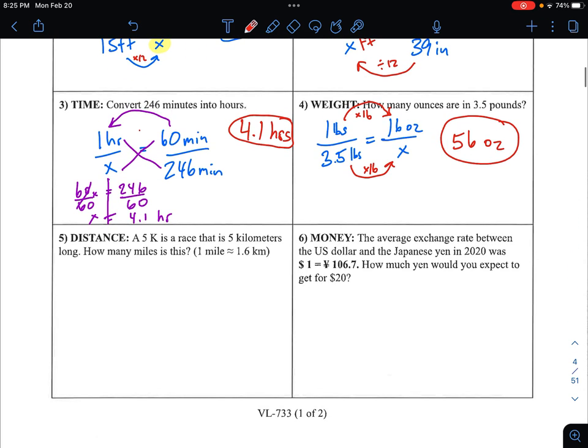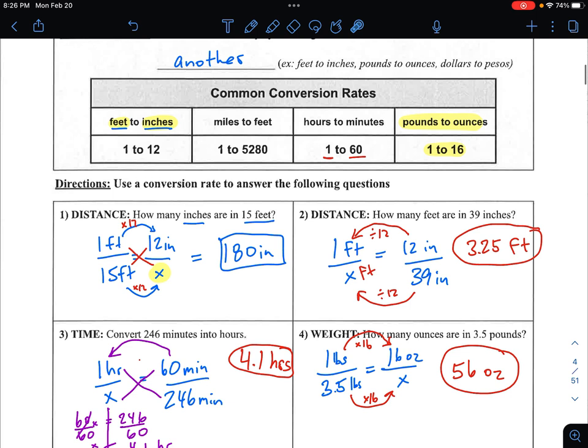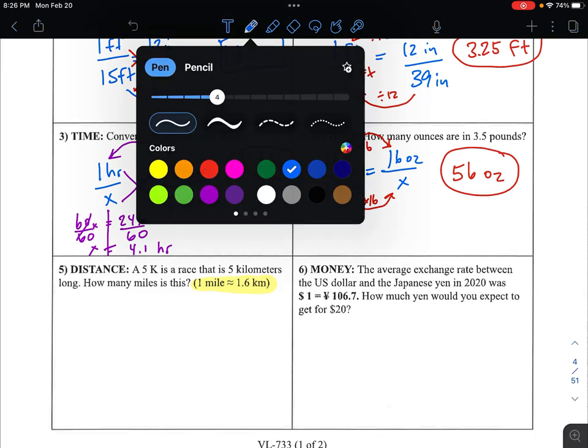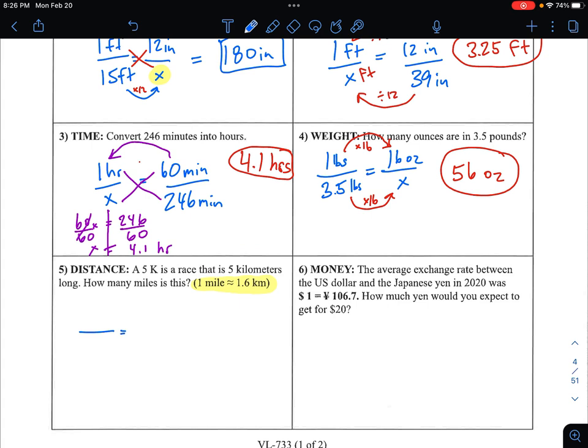All right, let's do example 5. This is another distance one. A 5K is a race that is 5 kilometers long. How many miles is this? Well, as you can see up here, there is no miles to kilometers conversion. So thankfully, it says what the conversion is right here. 1 mile is approximately 1.6 kilometers. Approximately. So I'm going to start my proportion by writing that info. 1 mile is 1.6 kilometers.